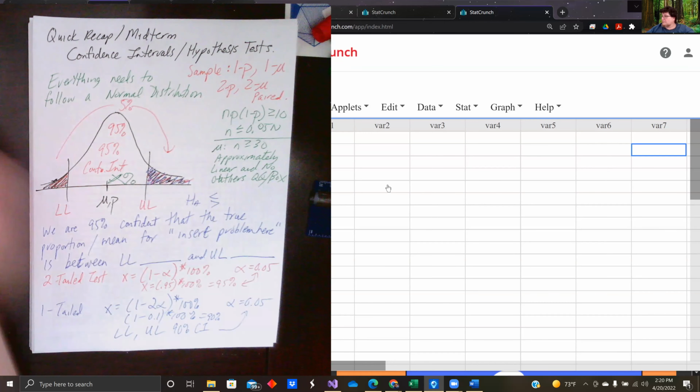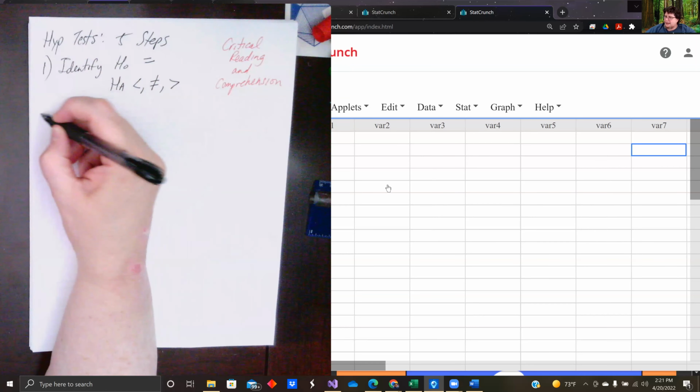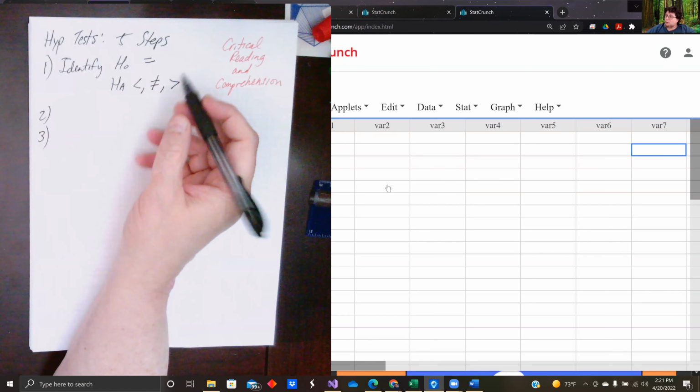Got it. Okay, good. So we had H0 and HA. H0 is the statement of equality. It's got an equal sign. HA doesn't. Then our next steps 2 and 3 can kind of be done in any order, but they need to be done before step 4.